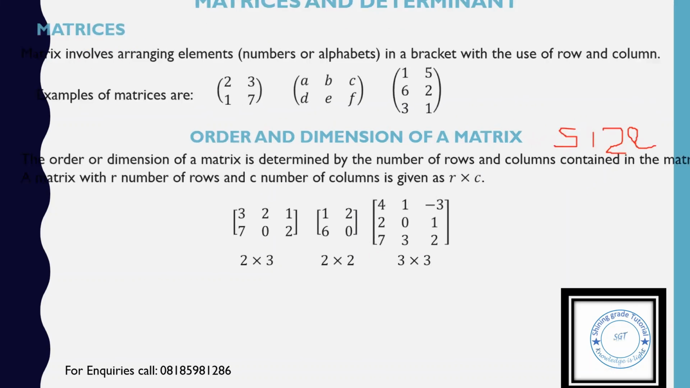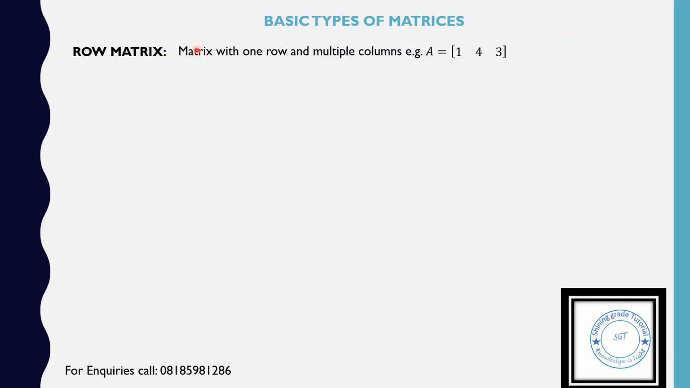Another area is the basic types of matrices. We have different types of matrices. First, we have the row matrix, a matrix with 1 row and multiple columns. That is what we call a row matrix. One with 1 row and multiple columns is called a row matrix.